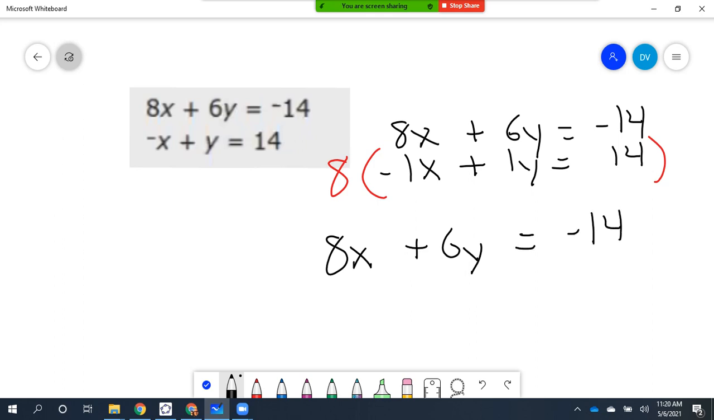The second equation, and you don't have to draw these little lines, but we're going to multiply 8 times this, we're going to multiply 8 times this, we're going to distribute. We're going to multiply 8 by everything inside of the parentheses. I'm going to get rid of those blue lines here in just a second.